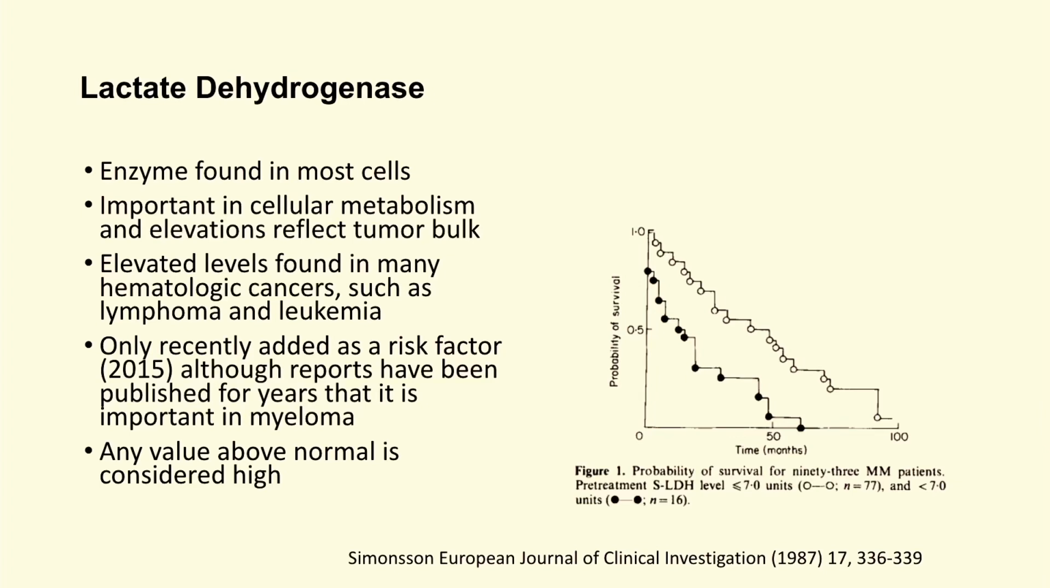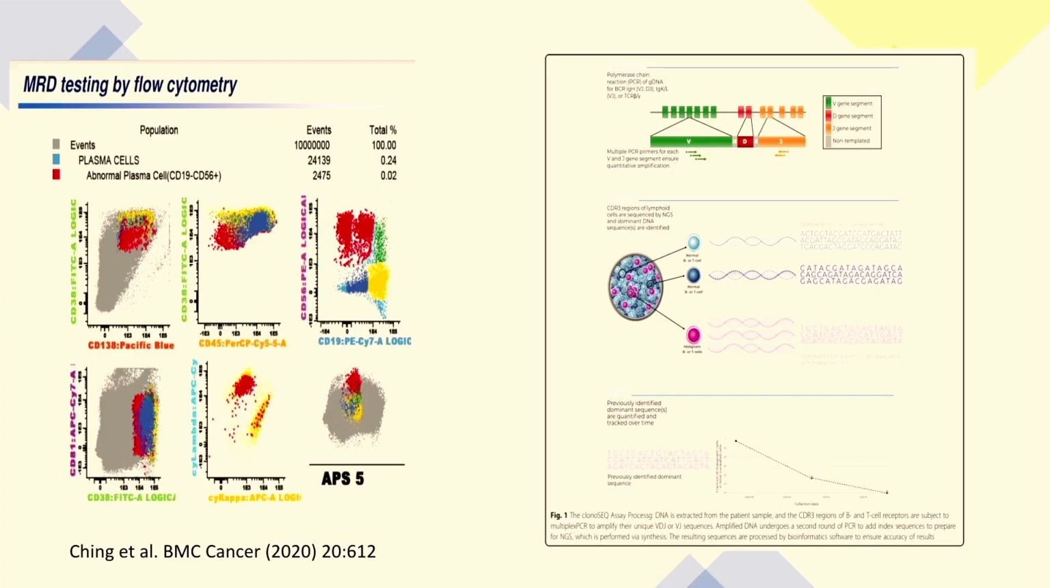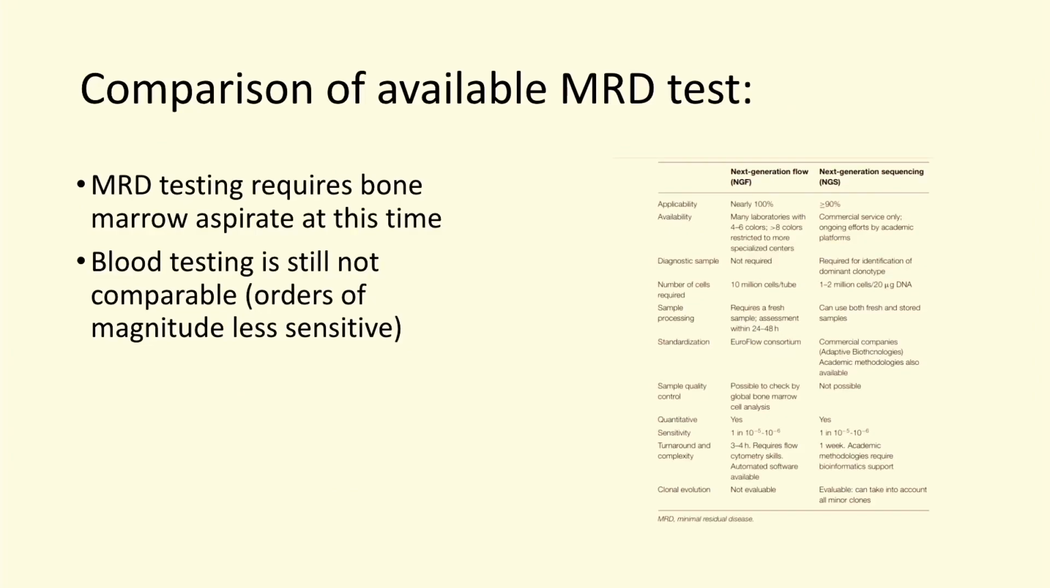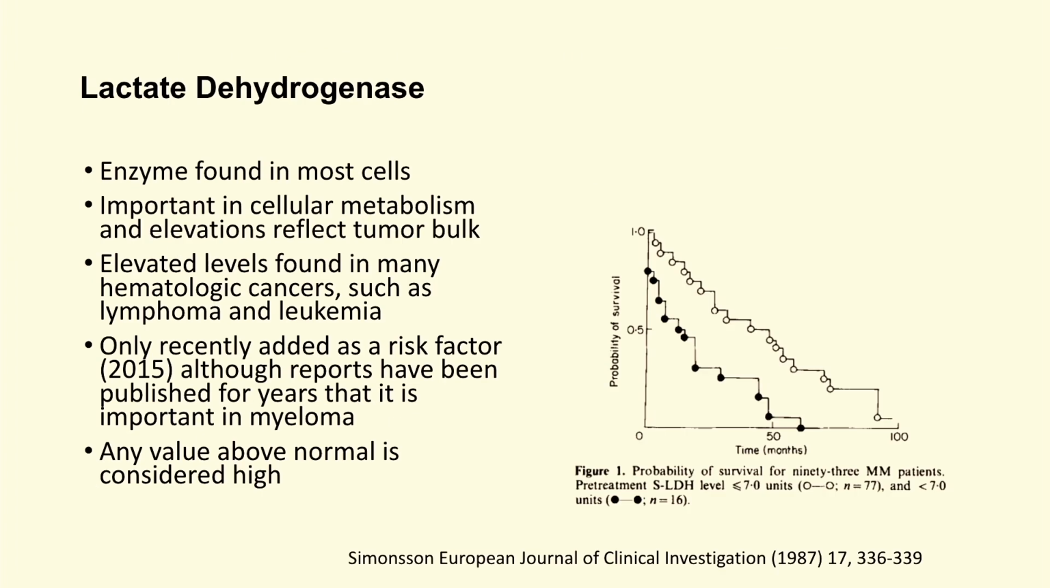But the interesting thing about LDH, it wasn't really adopted as a risk factor for myeloma until 2015, but there are reports almost 50 years ago that this was an important thing to check. So anyways, just something that you should have checked at diagnosis. It does fluctuate, this particular lab, during treatment, so it's not so much important later on, but at diagnosis, this is something that we want to make sure that people get checked.